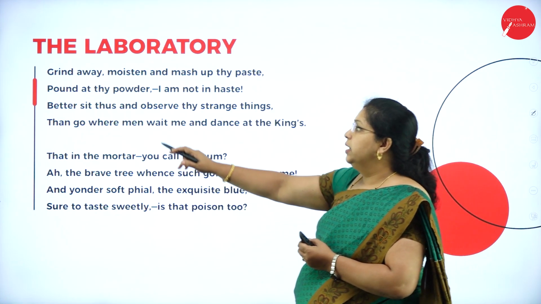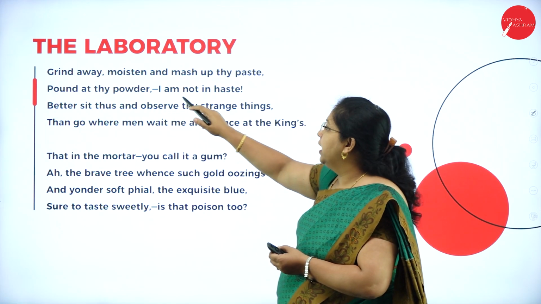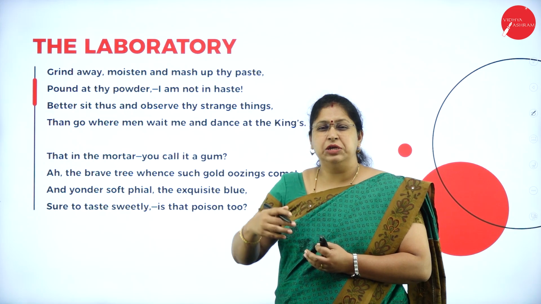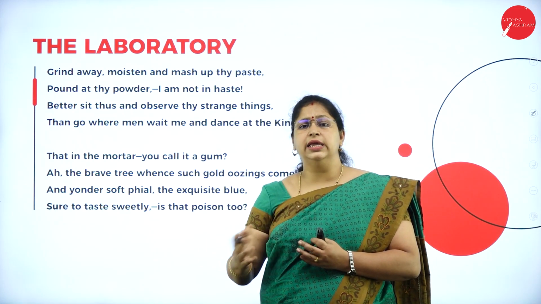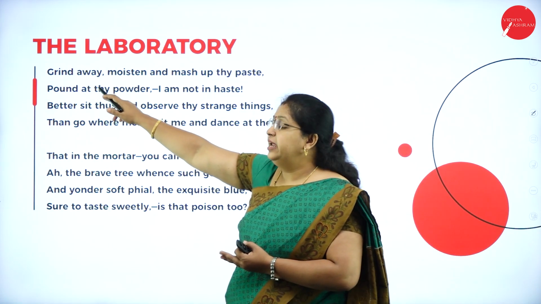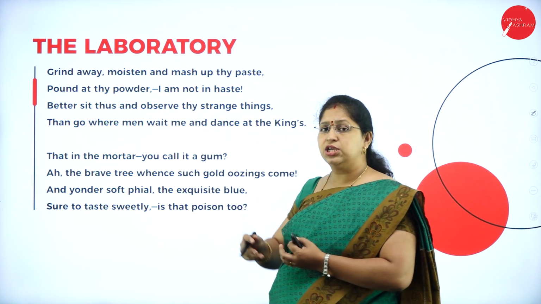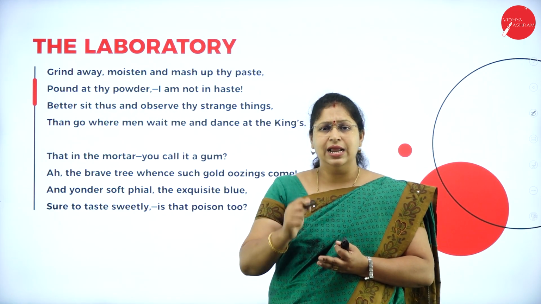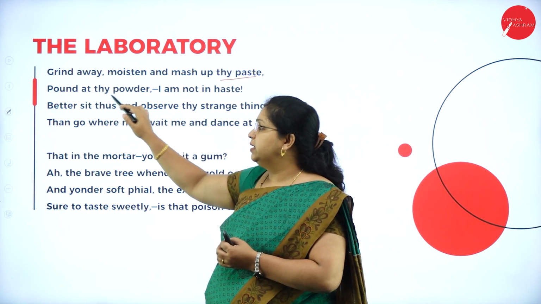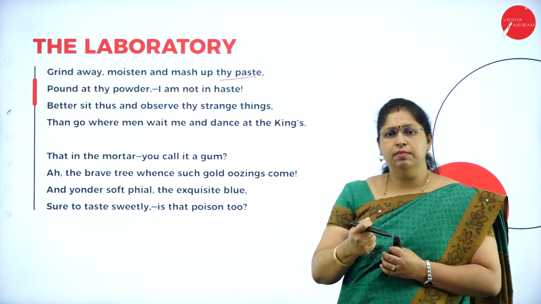So next, "Grind away, moisten and mash up thy paste, pound at thy powder, I am not in haste." The revengeful attitude of the woman is seen here. She wants it to be done at any cost, anyhow. So she is asking the apothecary to grind whatever mixture you have, and then moisten and mash up. Add some moisture to that and mash it up, make it a fine paste. And pound at thy powder, make it powder, smash it and make some poison.